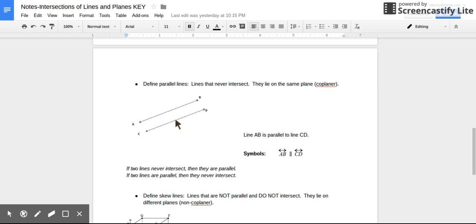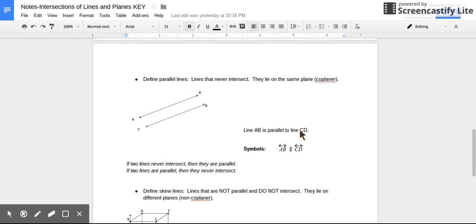But right off the bat, AB and CD, these two lines, they won't ever cross, so they are known as parallel. Parallel lines hopefully remind us of railroad tracks. We never want our tracks to cross, otherwise we'd have a bunch of train wrecks. So line AB is parallel to line CD. That's how we would say it in words.